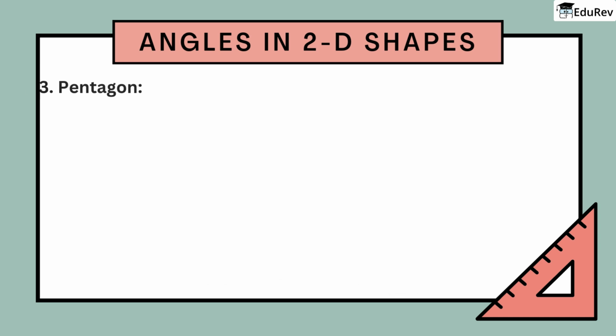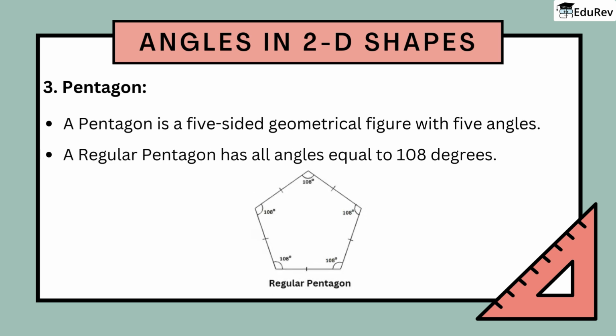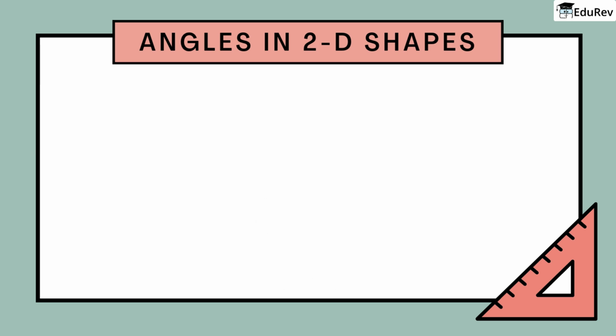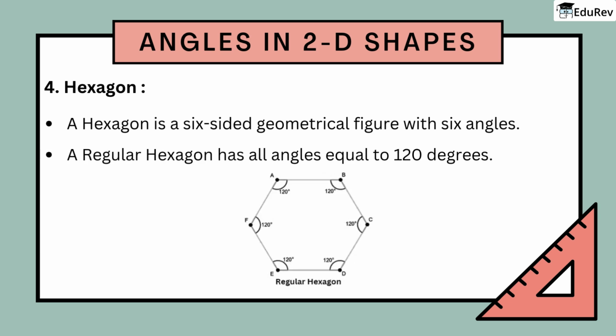Moving ahead, a pentagon is a five-sided geometrical figure with five angles. A regular pentagon has all angles equal to 108 degrees. Similarly, a hexagon is a six-sided geometrical figure with six angles. A regular hexagon has all angles equal to 120 degrees.